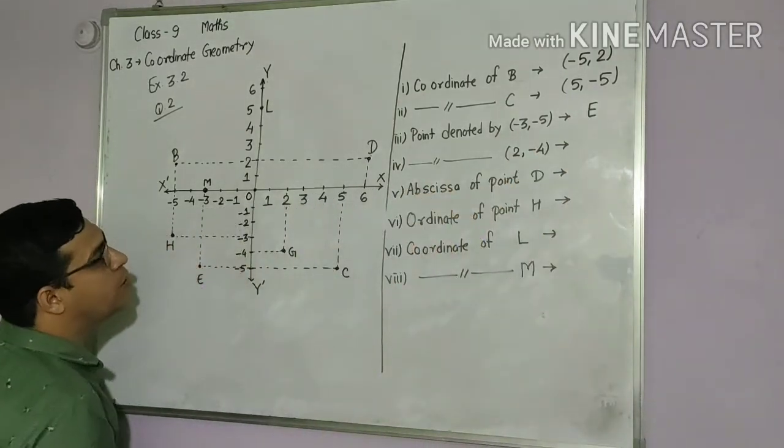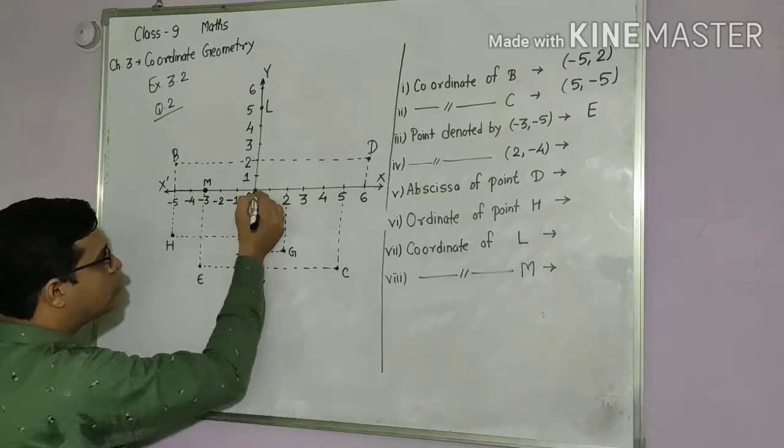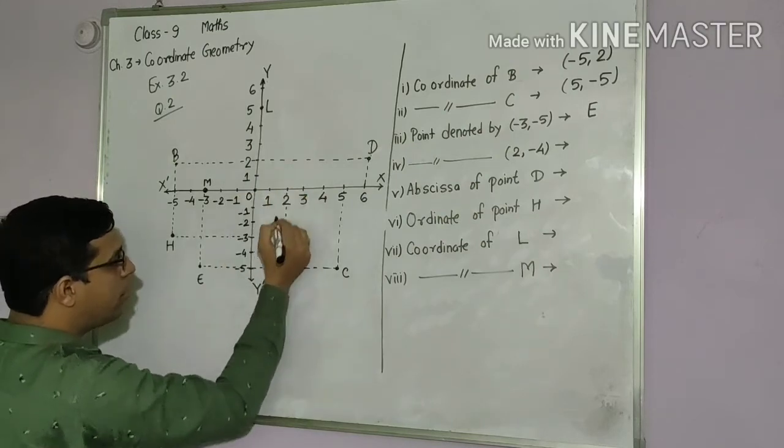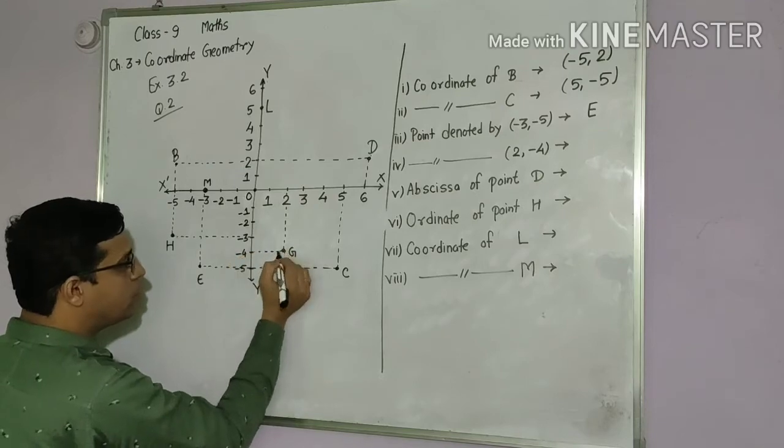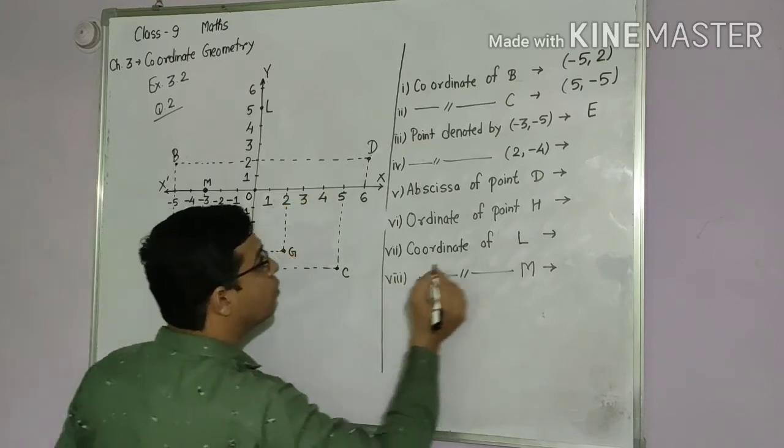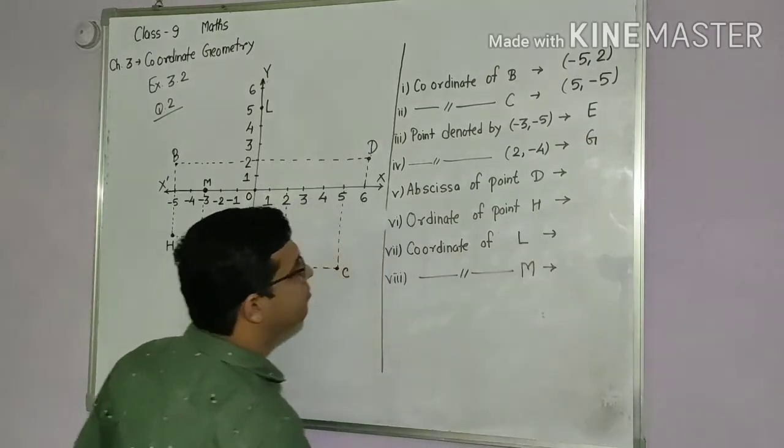Next, the point denoted by (2, -4). So this is our 2 and this is -4. So the point denoted by (2, -4) is point G.